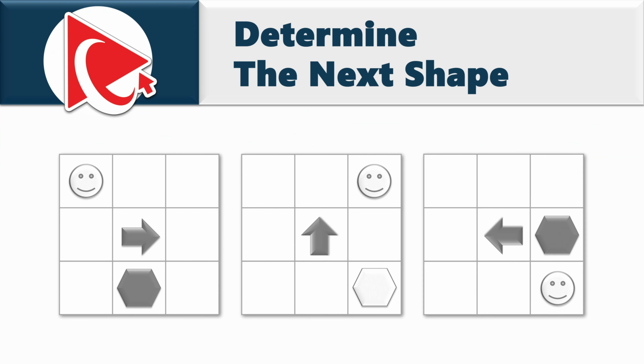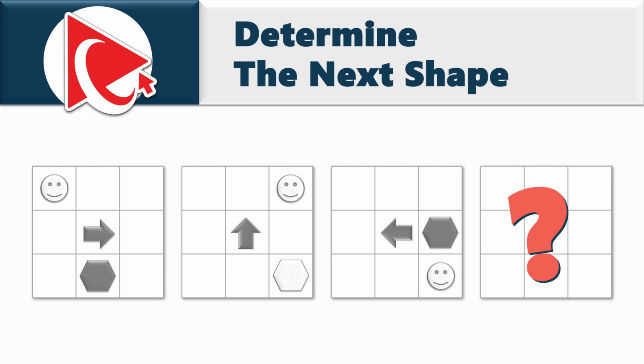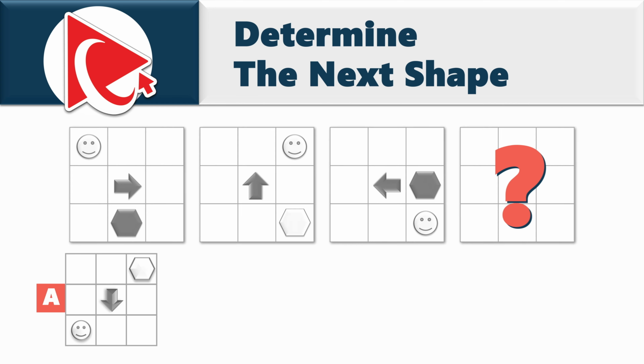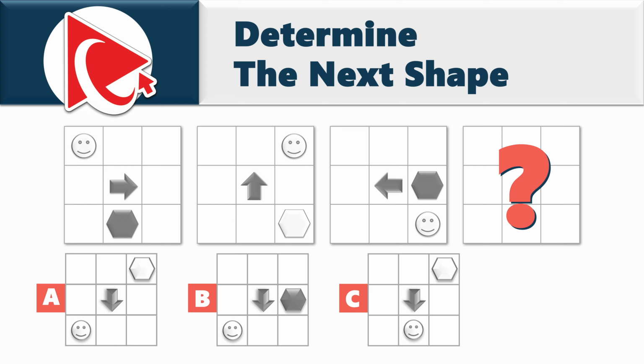You're presented with 3 shapes. Each shape has smiley face, arrow, and then hexagon. The 4th shape is missing. You need to determine which one to select, and select the 4th shape out of 4 possible choices. Choices A, B, C, and D.